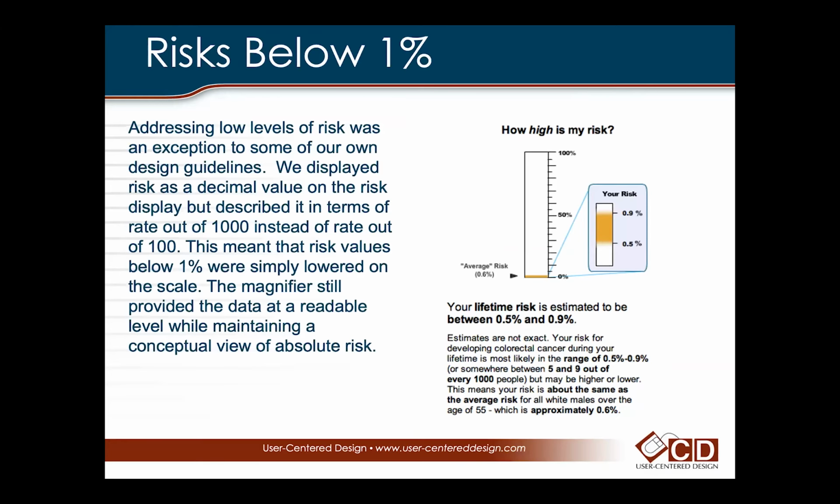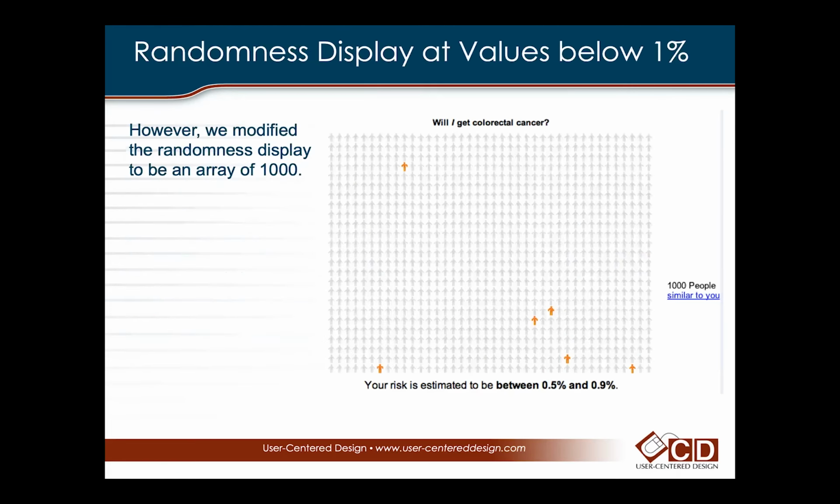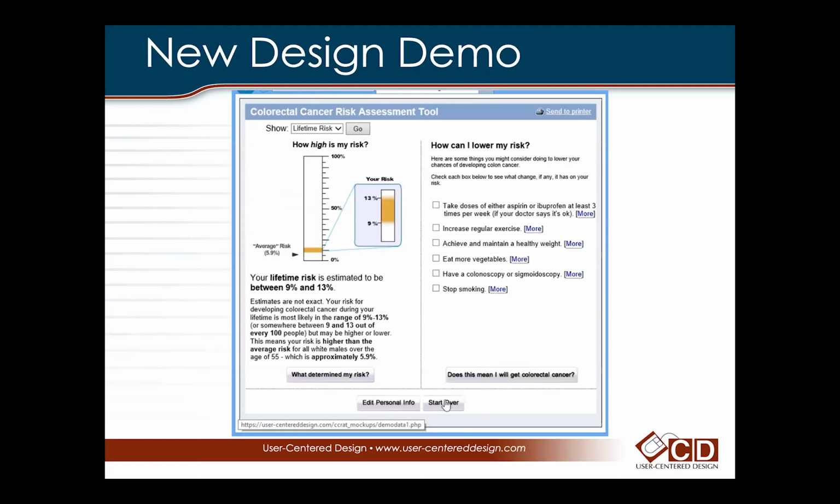And there was just a small issue of dealing with it when your risk dropped below 1 in 100. On the uncertainty diagram, that was simple enough to do. On the randomness diagram, we went to an array of 1,000 instead of an array of 100. And so we ended up with our final design, combining those two together. We have this as an output.